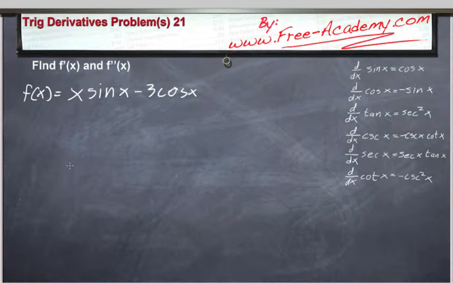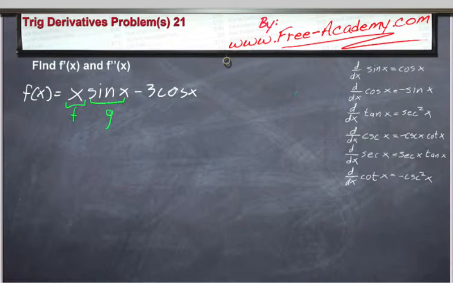In this video, by www.free-academy.com, we're looking to find the first and second derivatives of f of x equals x times sine of x minus 3 times the cosine of x. Now, we did a problem very similar to this 2 videos ago where we found the derivative of x cosine of x, and subsequently in that video we also found the derivatives of x times sine of x.